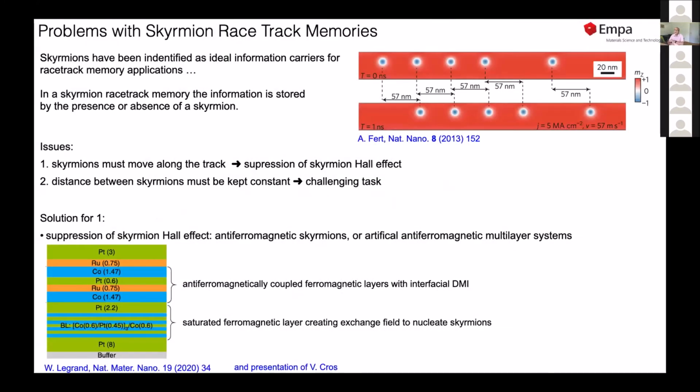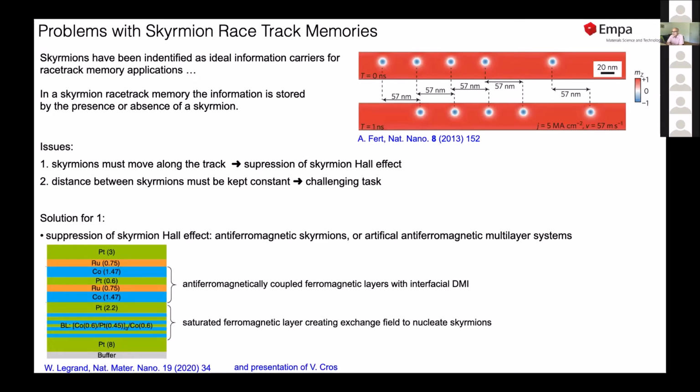So we have already heard about the problems using Skyrmions in racetrack memories. Although Skyrmions have been identified as the ideal information carriers for racetrack memory applications, there are various problems connected with that, and that hinders the realization of this system. In a Skyrmion racetrack memory, the information is usually stored by the presence and absence of Skyrmions, and we heard today that it could also be stored by a Skyrmion and other objects.